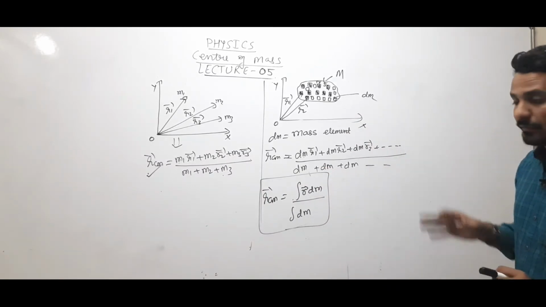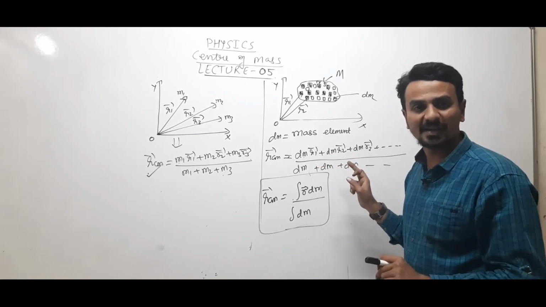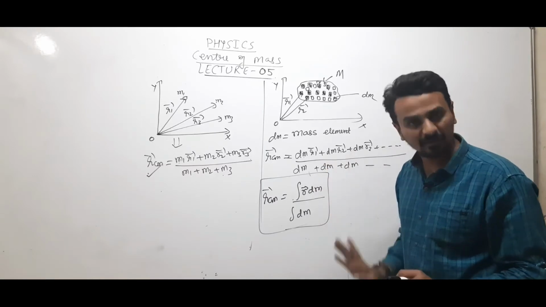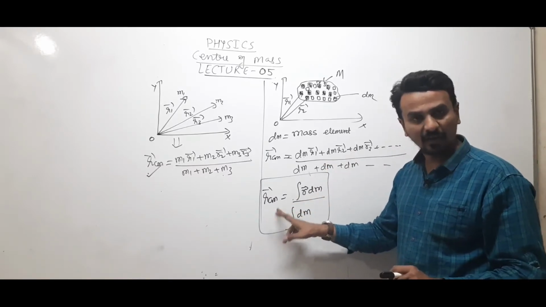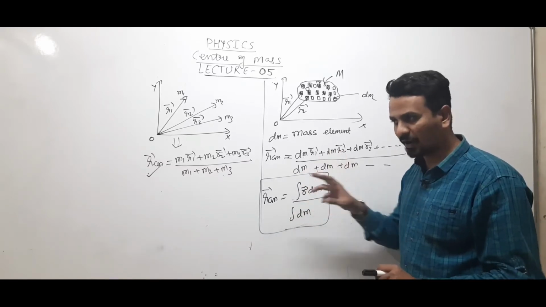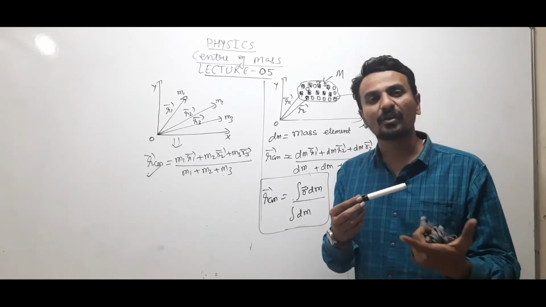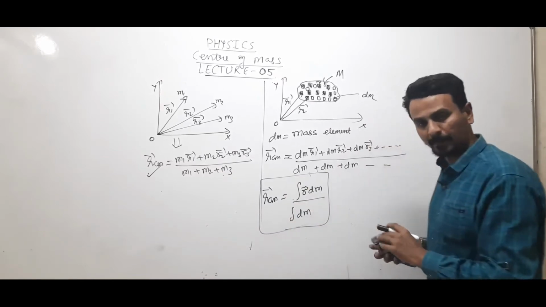Okay, right? So this summation will be more precisely written as integration. For continuous mass distribution, we will use this formula: RCM, the position of center of mass, is equal to integration. The limits will be taken according to the body. Suppose I say the length of the rod is 3 meters, then you will have to place the limit as 0 to 3, right?